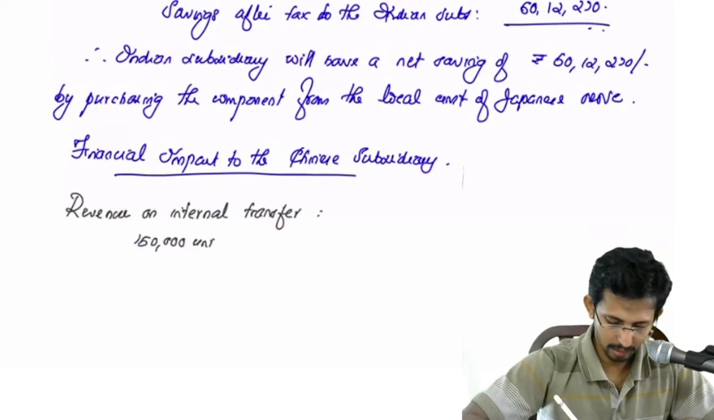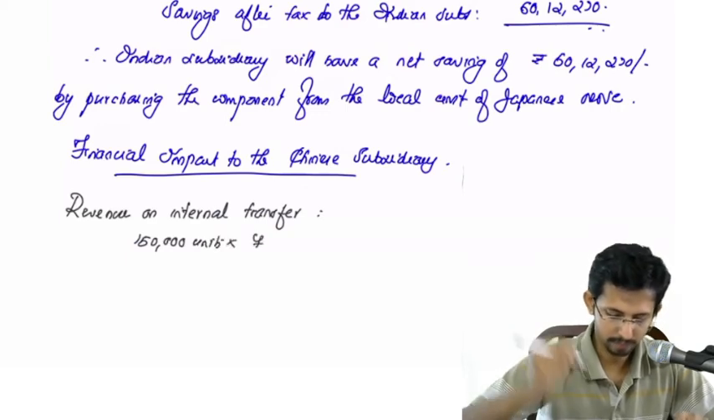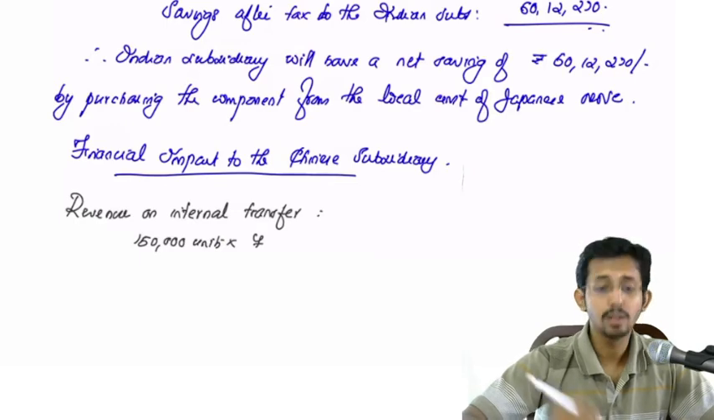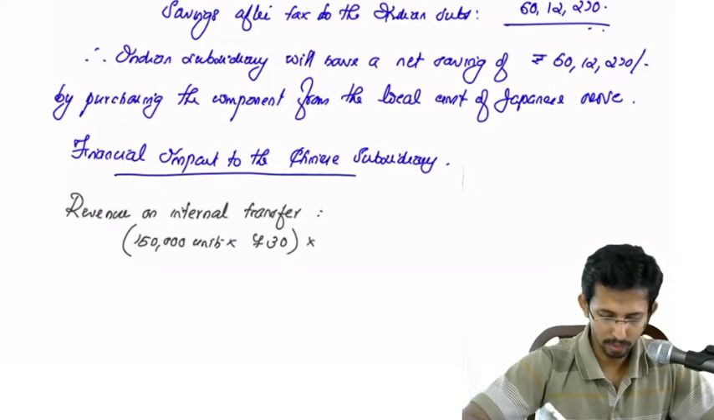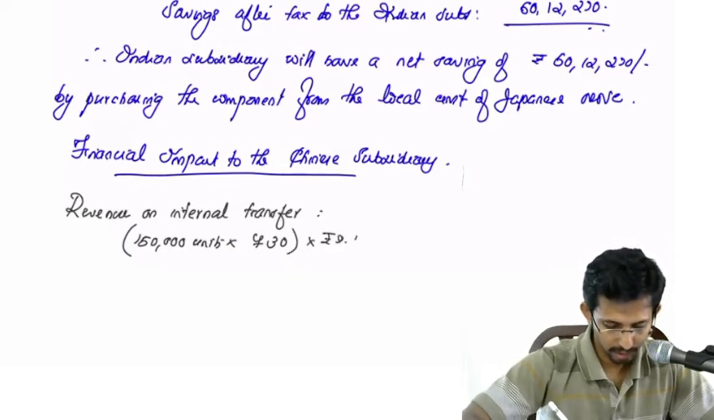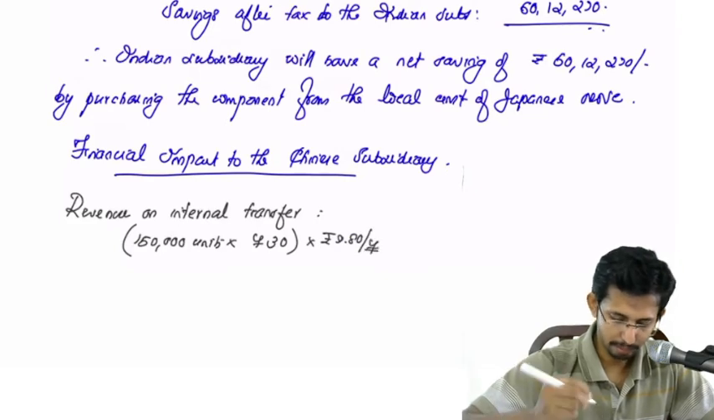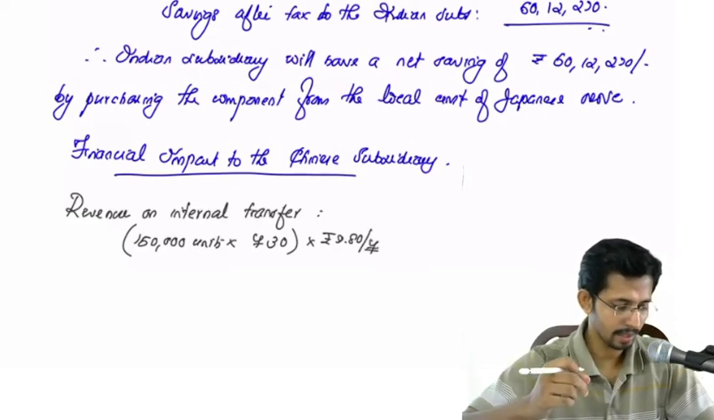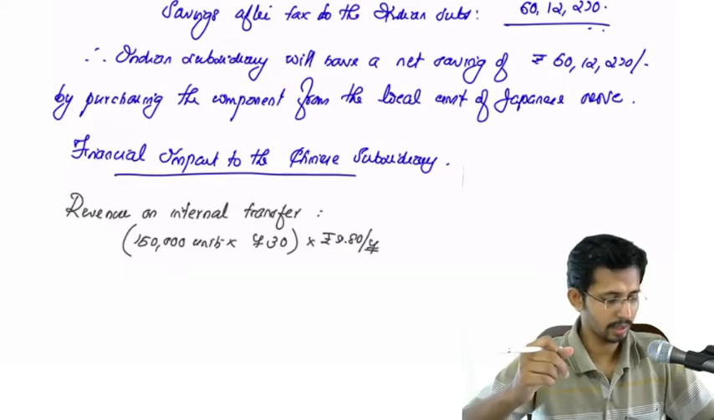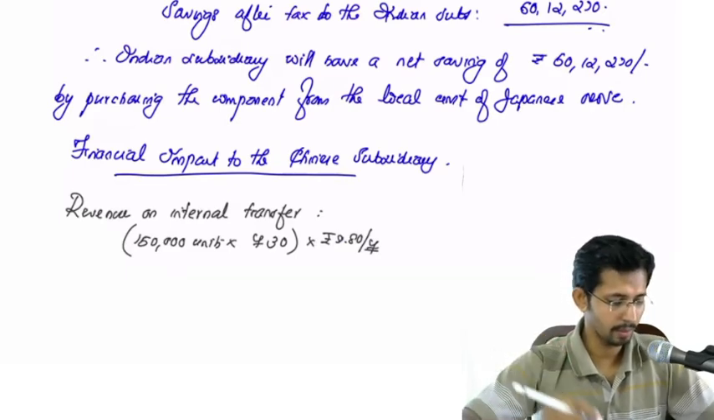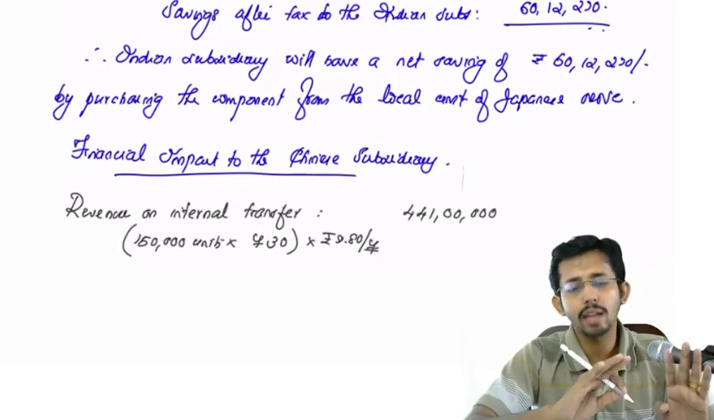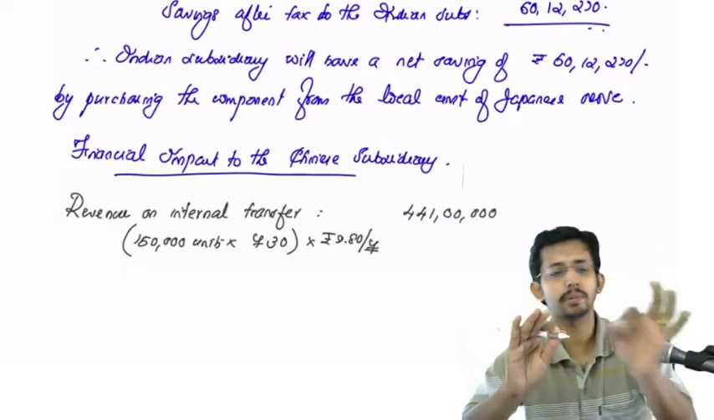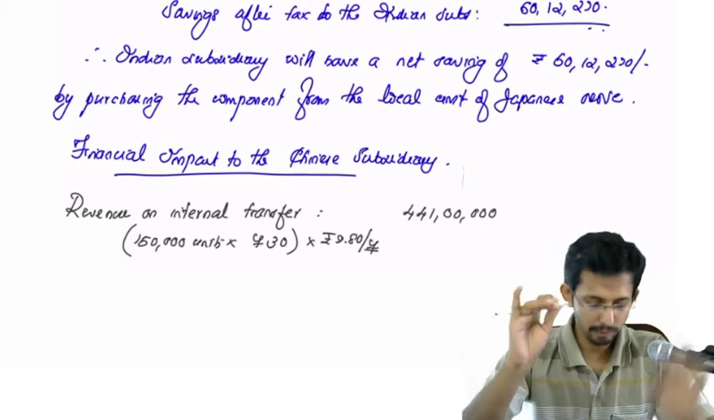1,50,000 units into yen. How much yen? 30 into rupees 9.80 per yen. So that will be 1,50,000 into 30 into 9.8, which will be 441 lakhs. Okay, and there are no other taxes on this. Whatever the Indian subsidiary is paying, that is going to be an income of this company.